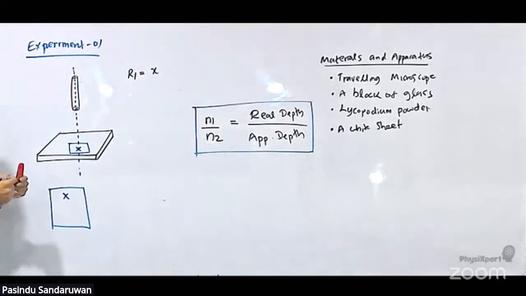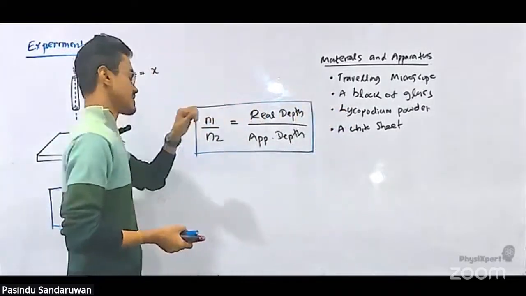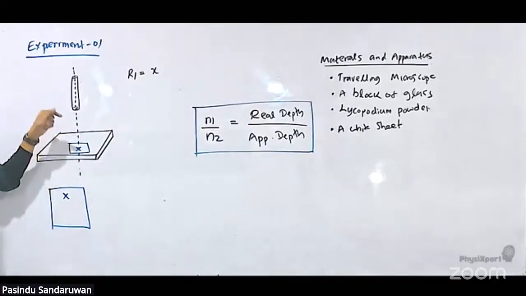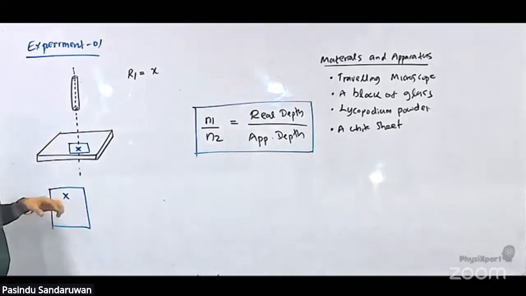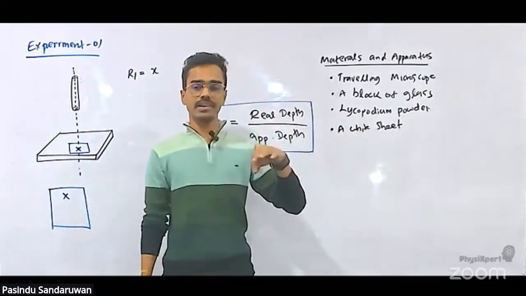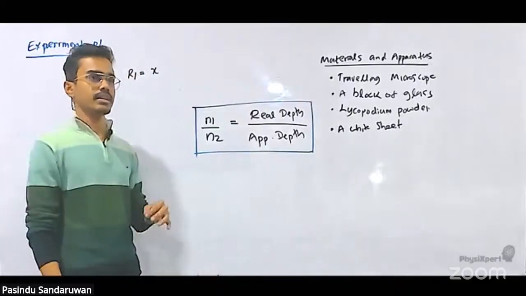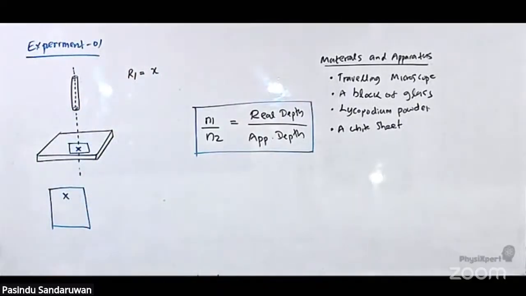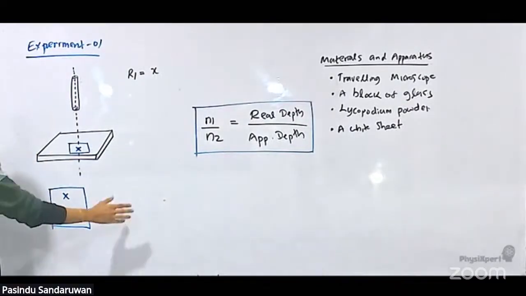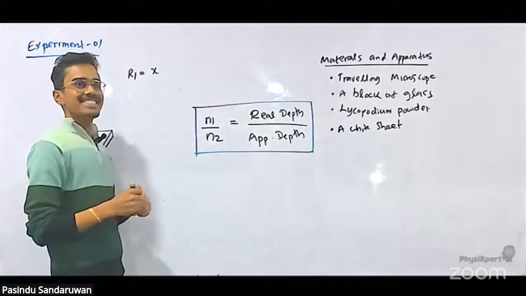Without using the sheet, we can also spread some powder on the stage and focus onto the lycopodium powder. Lycopodium powder is a very thin, yellow colored powder.